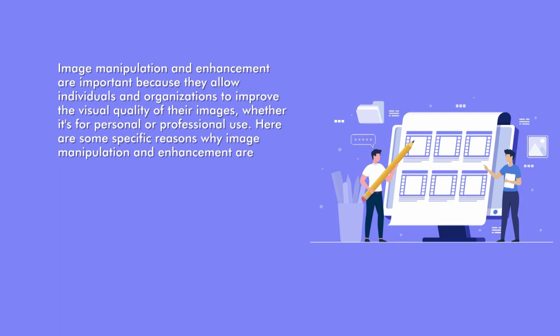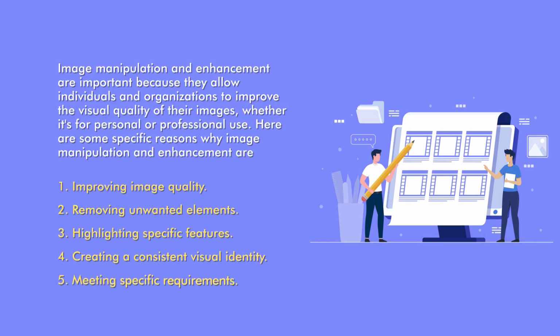Image manipulation and enhancement are important because they allow individuals and organizations to improve the visual quality of their images, whether it is for personal or professional use. Here are some specific reasons why they are important. First, improving image quality. Second, removing unwanted elements or noise. Third, highlighting specific features of that particular image for object detection. Fourth, creating a consistent visual identity. And fifth, meeting specific requirements according to the need.